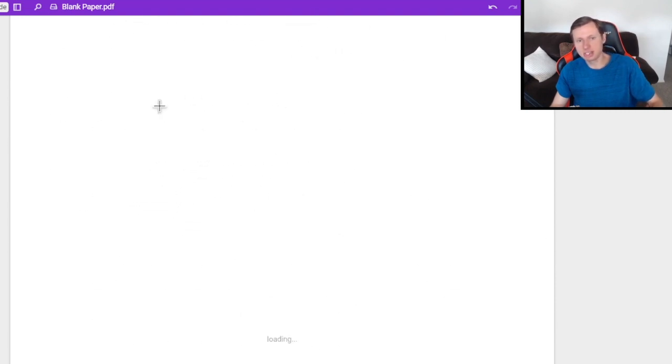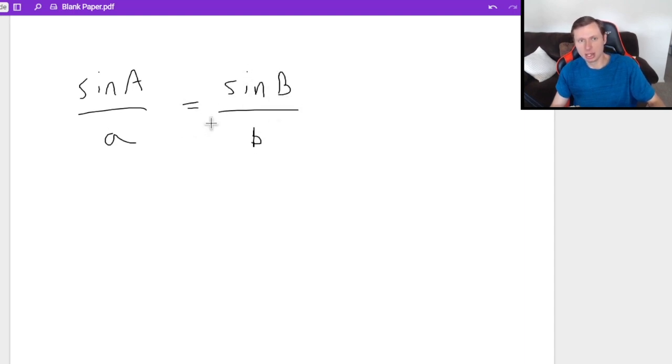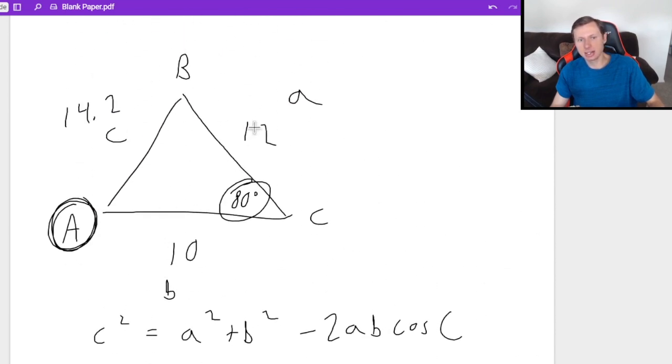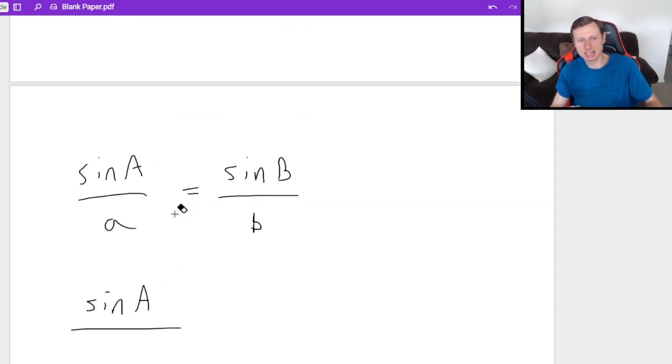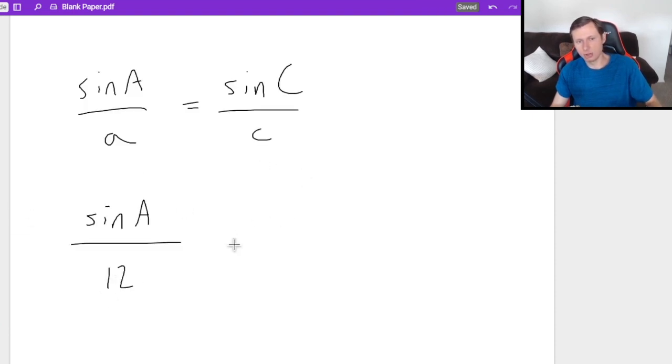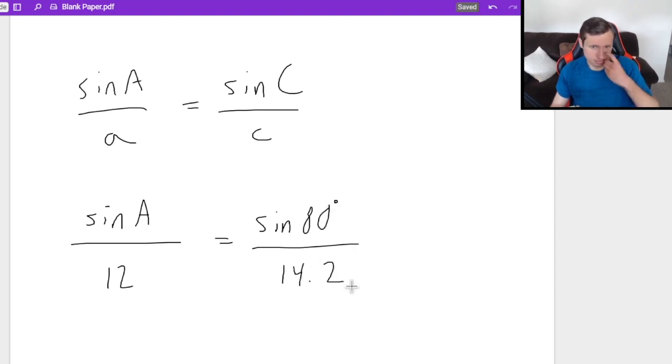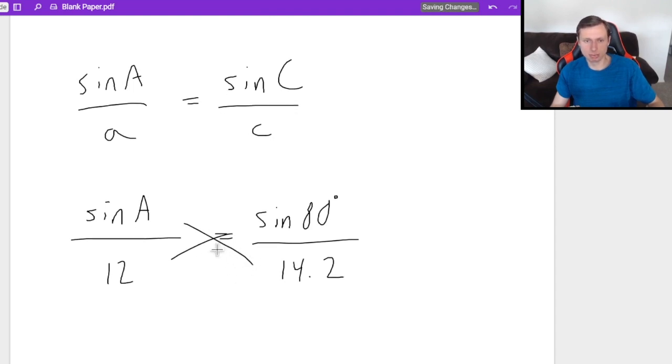So specifically, I'm saying sine A over A equals, you can do B or C. I'll choose B. So sine A, which is what I'm solving for, divided by side A is 12. Actually, that's a lie. I can't do sine B. I don't have angle B, so don't do that one. Do sine C over C. Much better. So sine A over 12 equals the sine of 80 degrees over 14.2.